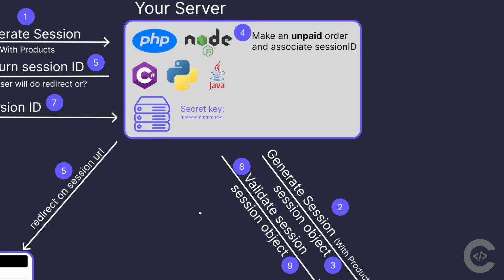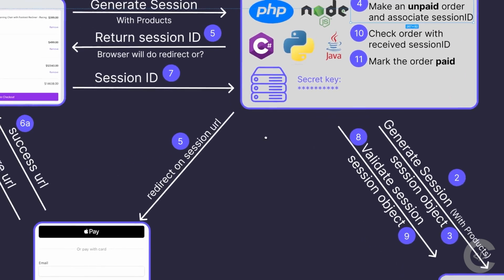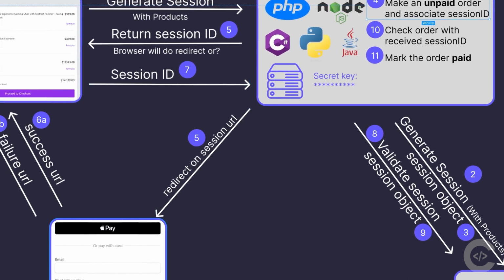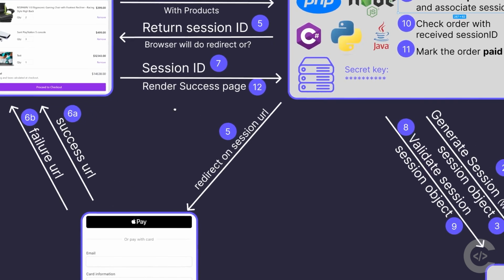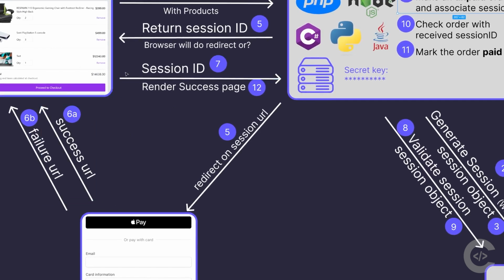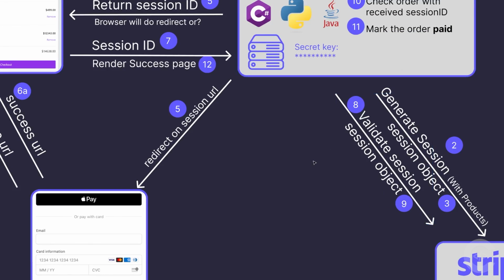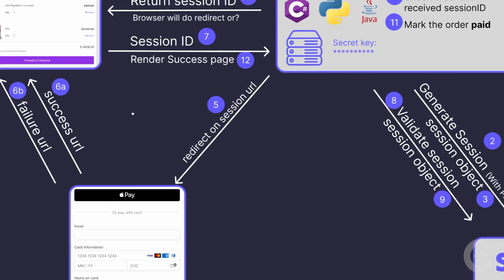Now we have that session object, and at this moment we're going to take the order. We make a query in the database, select an unpaid order based on the session ID, and mark this order. First we check if we have this order with the session ID. Okay, and if we have that order, then we mark this order as paid. And at this moment, we return the success page to the user, at point 12 right here. Okay, so whenever the success URL is accessed, the server will validate that session ID, then mark the order as paid and render the success page only after that.